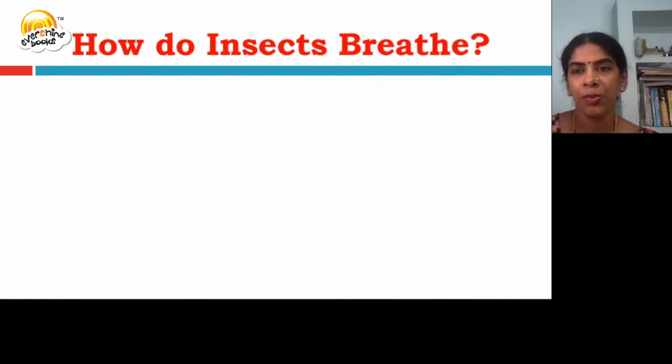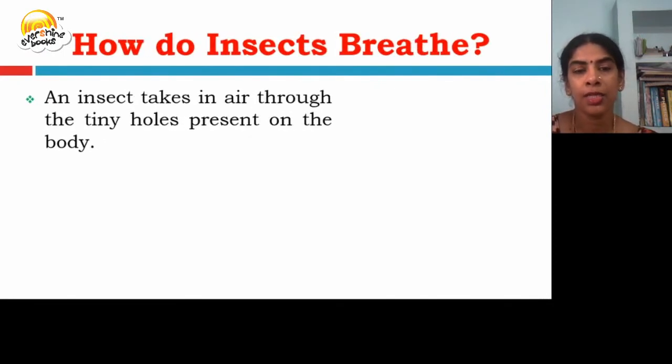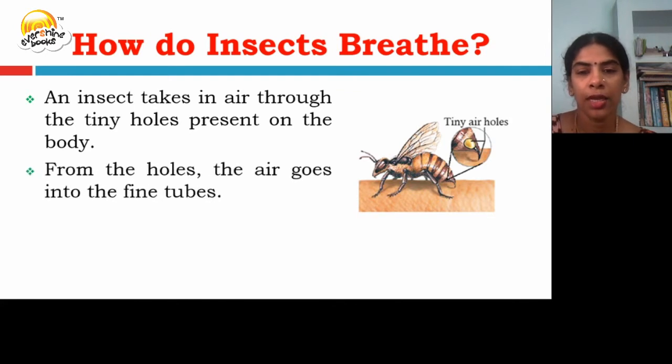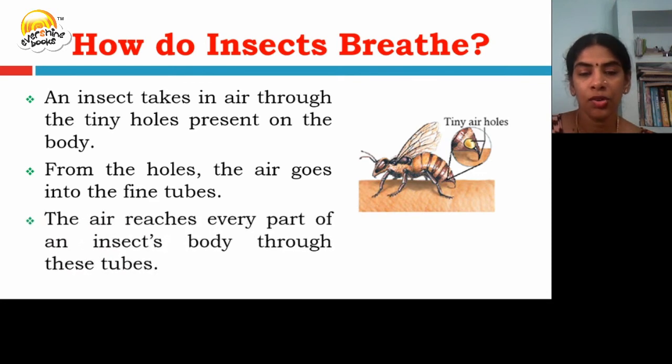How do insects breathe? An insect takes in air through the tiny holes present on the body. From the holes, the air goes into the fine tubes. The air reaches every part of an insect's body through these tubes.